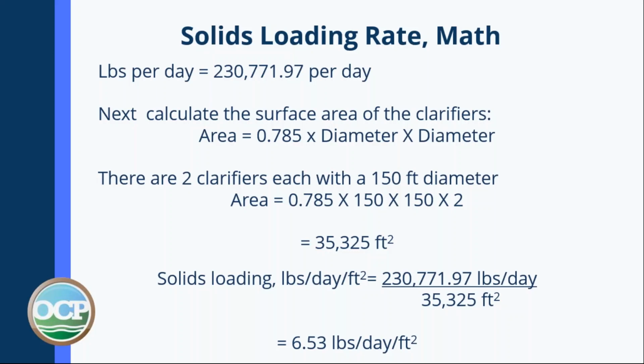Your solids loading in pounds per day per square foot is 230,771.97 pounds per day divided by 35,325 square feet. That's your surface area. And you get 6.53 pounds per day per square foot. Make sure you take your flow plus your return activated sludge flow when you're doing this.